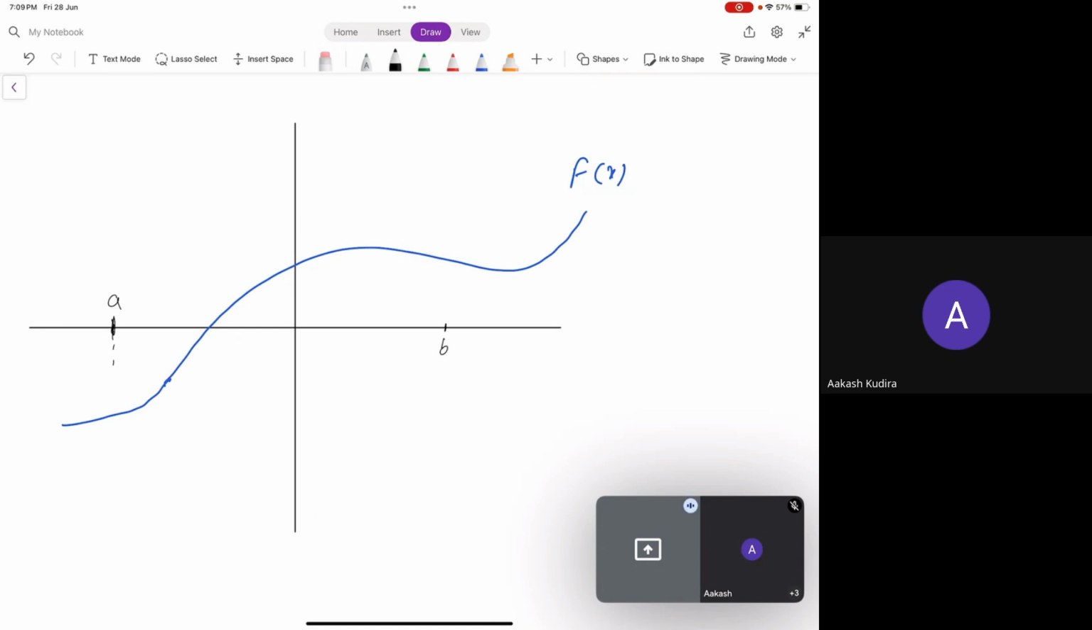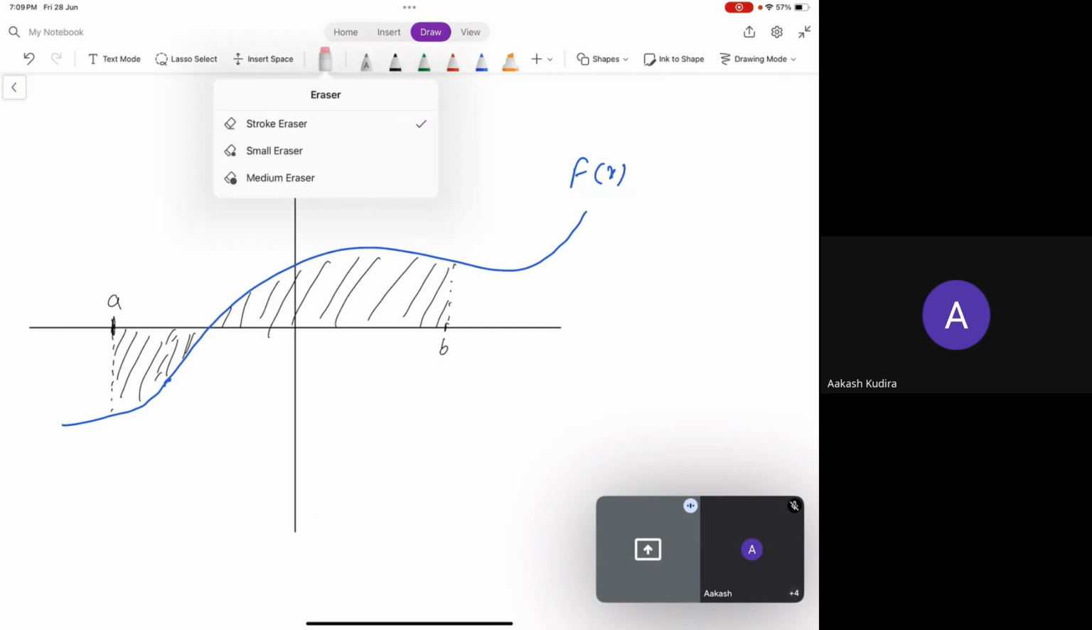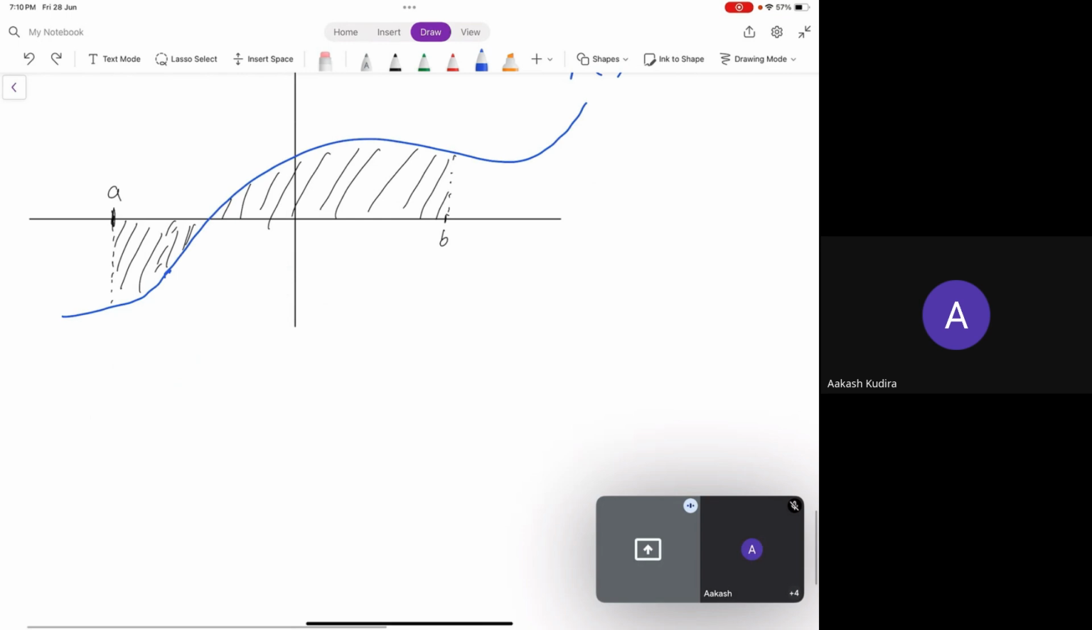Now the area can mean two kinds of area. One is the area from a to b with respect to the x-axis. But there is a problem. When we were in ninth and 10th class, we simply added this area and this area. But here we are doing definite integration.